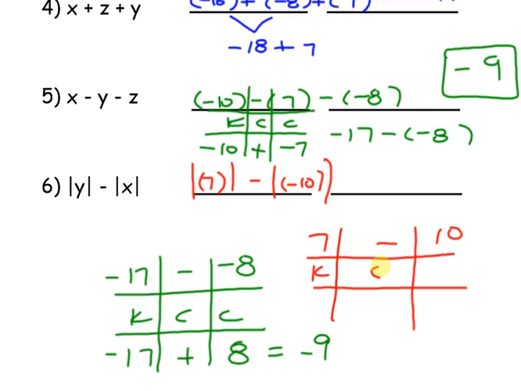And so now we're going to solve. Keep the 7, change the minus to a plus, change the positive 10 to a negative 10. I have a different sign. And so I'm going to ignore the signs, subtract the two numbers. 10 minus 7 is 3. The 10 is bigger, it is negative, and so my answer has a negative sign.